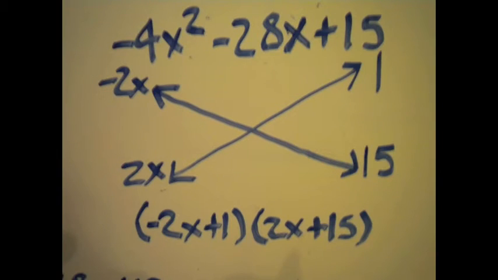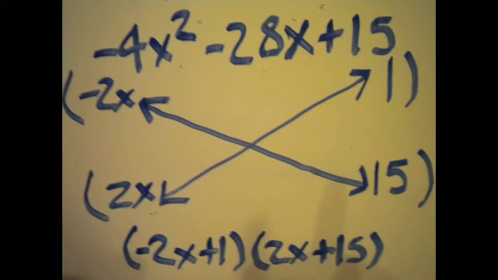Now all you have to do is make your equation, which should end up looking like this. I got that because when you're through, you just put parentheses around the 2 numbers at the top of the x and the 2 numbers at the bottom of the x.